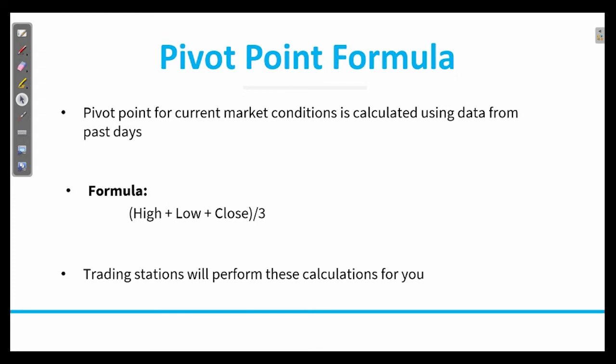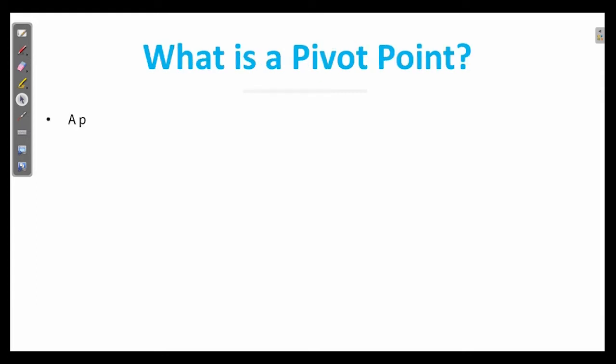The pivot point is the current market condition, which is calculated using data from the past, like any other chart, because it works on the charts anyway. The formula is roughly high plus low plus close divided by 3 will give you the pivot point, but the trading station will perform these calculations for you because they will also give you support and resistance lines in the pivot point.